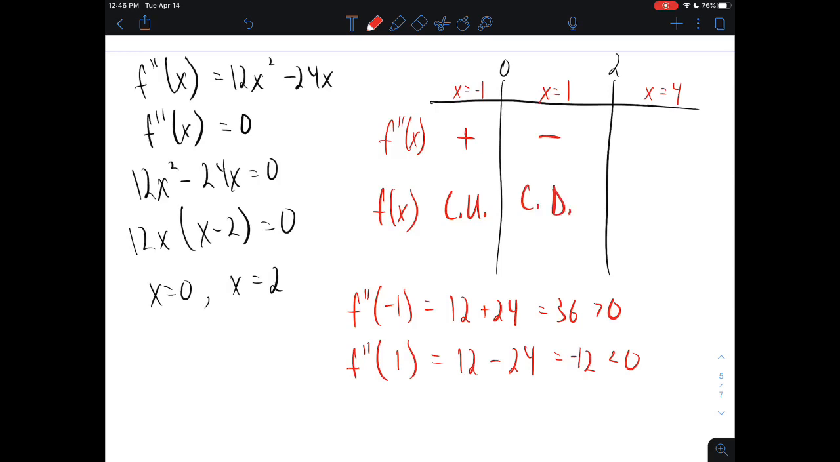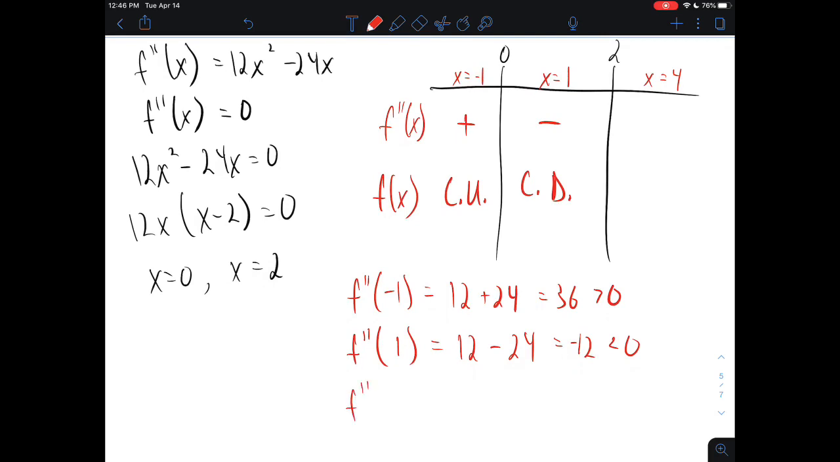Now I can see that since I have a sign change there, there's going to be an inflection point at x equals 0. But finishing at least our intervals of concavity, the second derivative evaluated at 4, that would be 12 times 16 again, 192, and then minus 24 times 4, 96, which is 96, or positive. So it goes back to concave up. So I've got another inflection point.